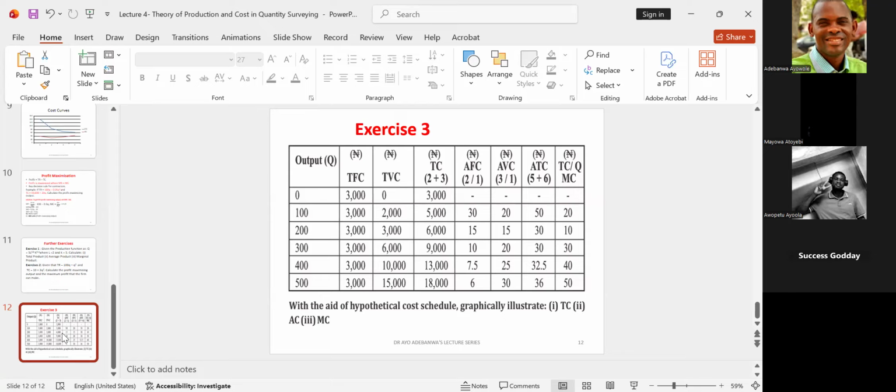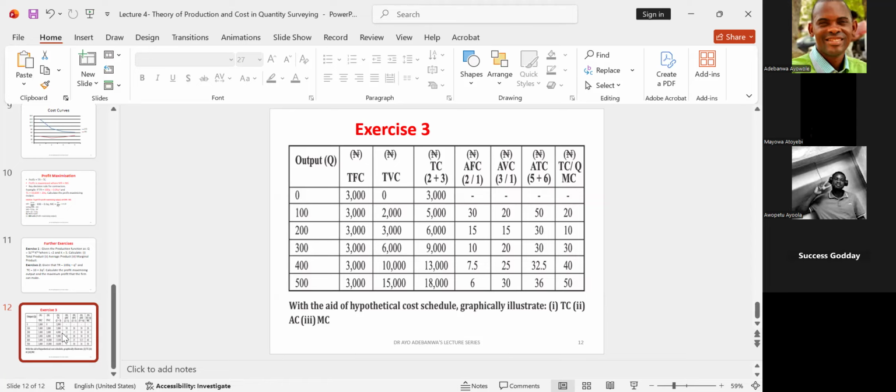The same thing goes to total variable cost. It will be total variable cost divided by output, which will be column 3 divided by 1. Then average total cost will now be the addition of average fixed cost plus average variable cost, which will give you column 5 plus column 6. Column 5 is average fixed cost, column 6 is average variable cost, AVC. So that will be added together.